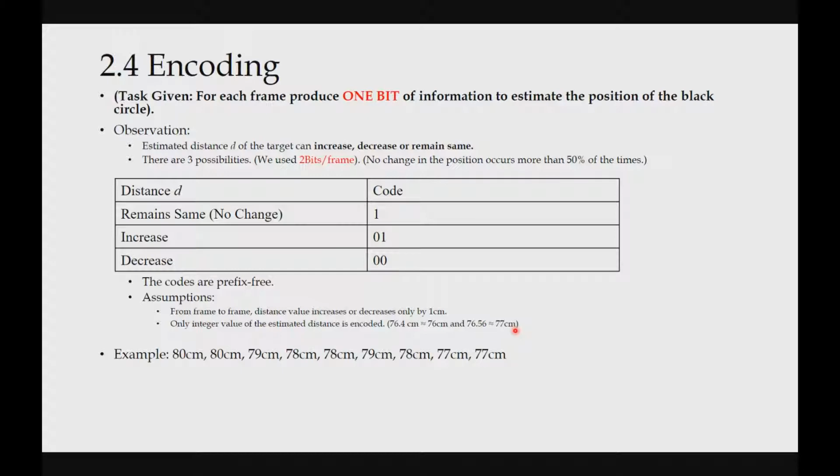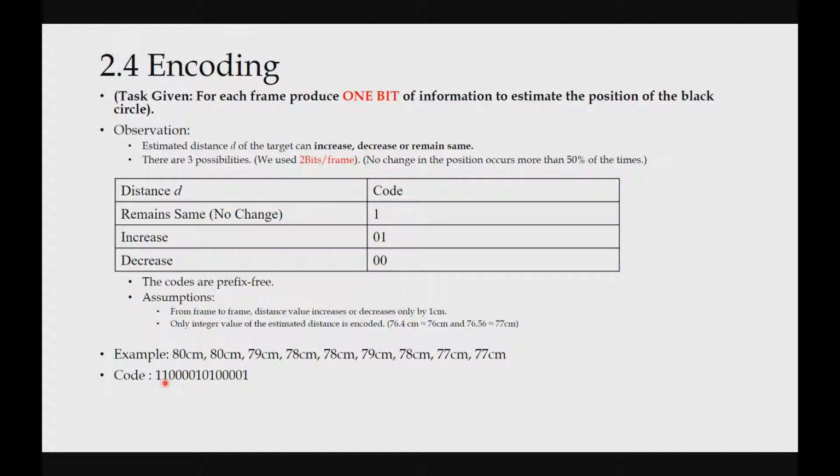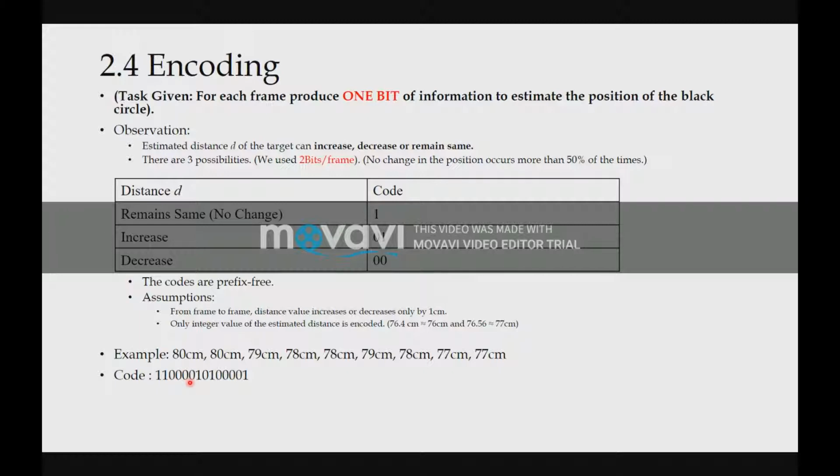The example of encoding is shown here. Considering the initial distance equal to 80 centimeters, the first value 80 is encoded as 1, which indicates no change in the distance. The second distance 80 centimeters is also encoded 1. The third distance value 79 centimeters is encoded as 00, which indicates a decrease in distance. The fourth value 78 is also encoded 00, which indicates a decrease in distance, and the process continues as the frames are received. Now we will see results and plots.